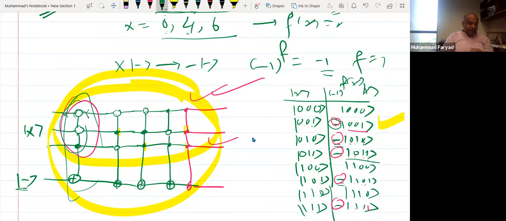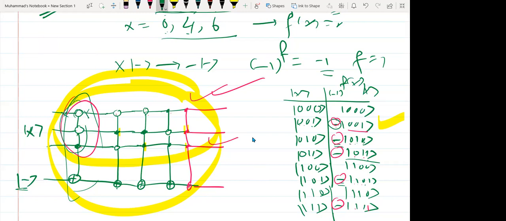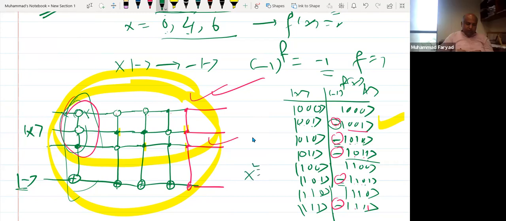Similarly for this, there will be an X here and then another X. But when you actually make the circuit, you can cancel out those X's. Should be okay. Okay, sir. Okay? Yes. Thank you. Because we know X squared is I. Yes, sir.